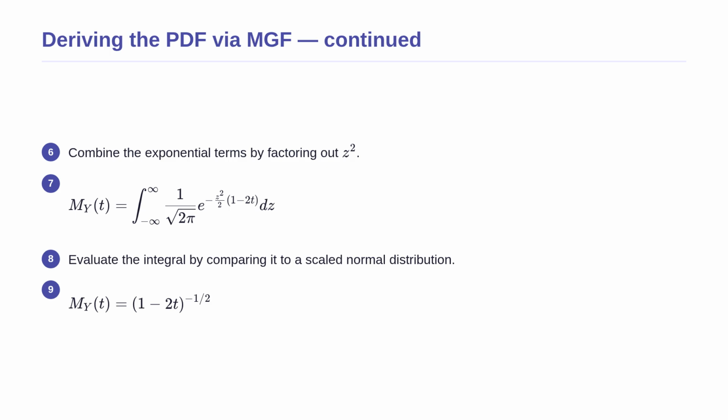Moving forward with our integral, we can simplify the expression by combining the exponents. We factor out the squared z term from the exponential functions. This algebraic simplification is crucial because it allows us to evaluate the complex integral by comparing it to a known normal distribution. By performing a substitution that scales the variance, this entire integral evaluates exactly to a simple algebraic expression, 1 minus 2t all raised to the power of negative 1/2.